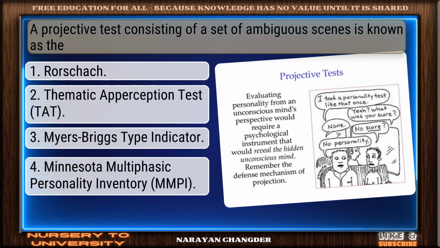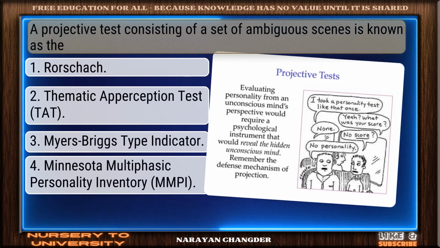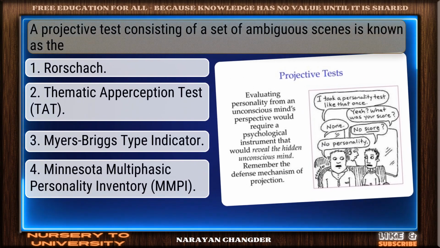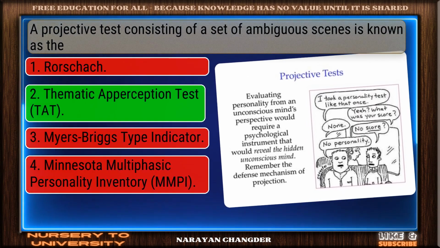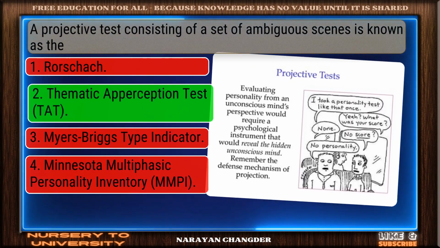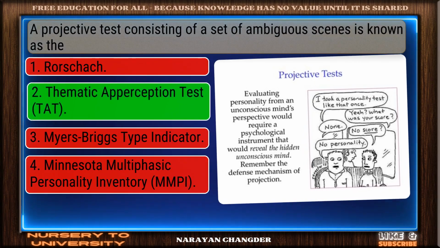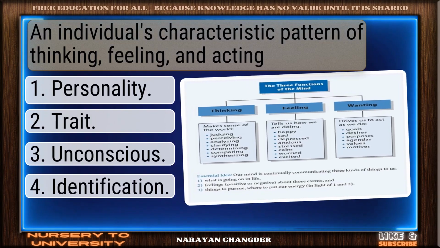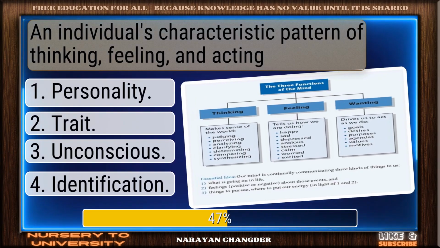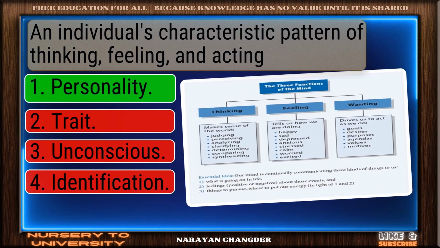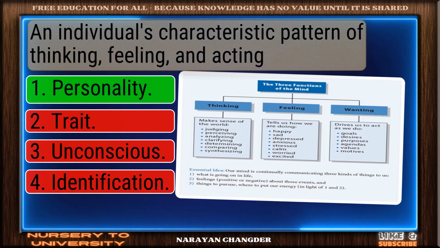A projective test consisting of a set of ambiguous scenes is known as the dash. Well-reasoned. Thematic apperception test is the correct choice. An individual's characteristic pattern of thinking, feeling, and acting. Valid point. Personality is true.